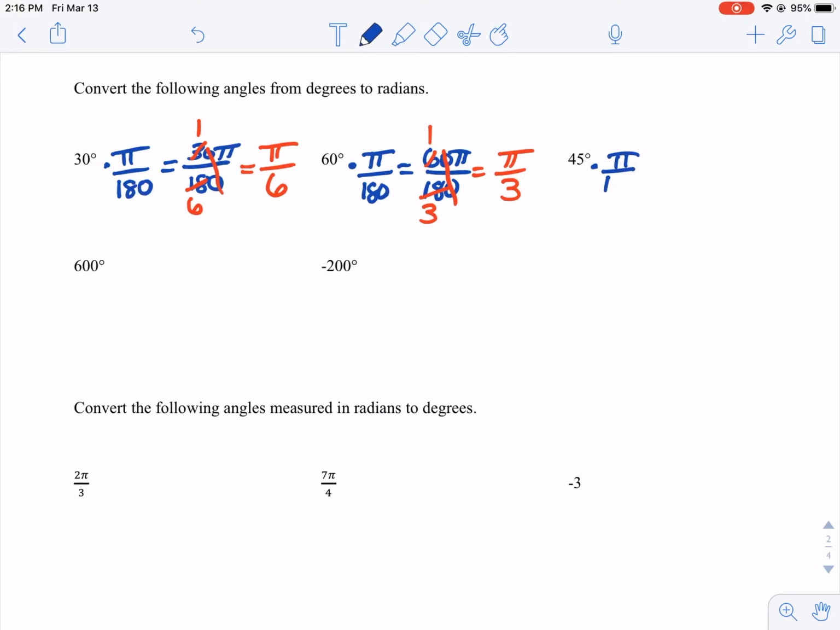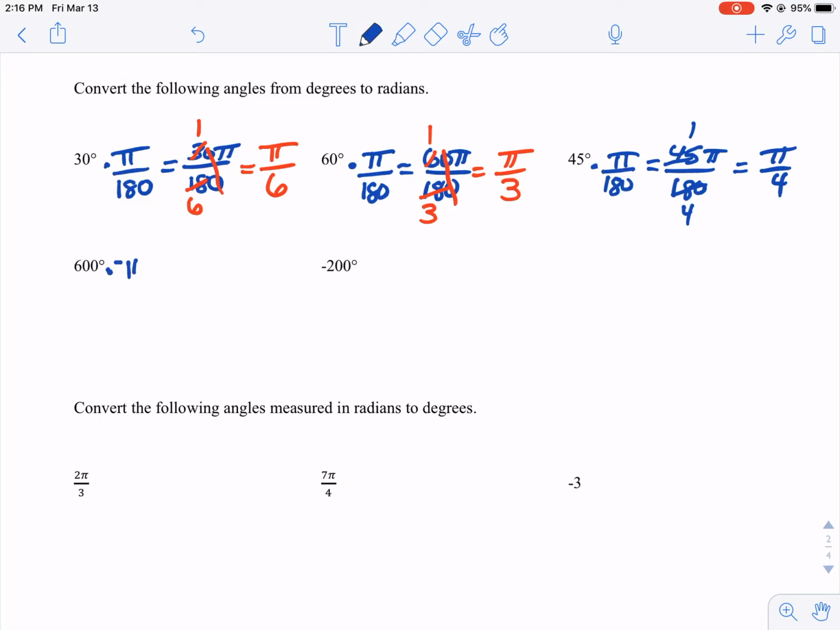45. Again, multiply by pi over 180. And you could do a MathFrac or a couple times of simplifying, but 45 goes into itself once. 180 divided by 45 makes 4. So 45 is pi fourths radians.